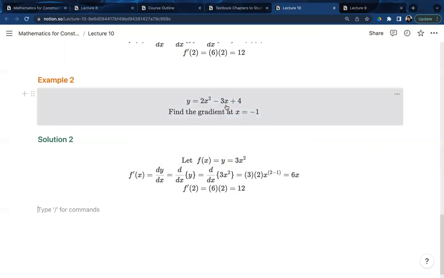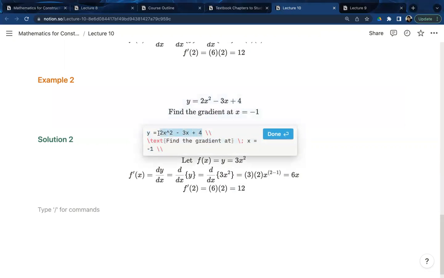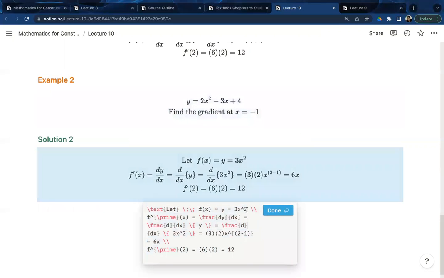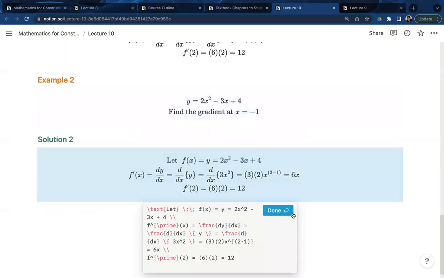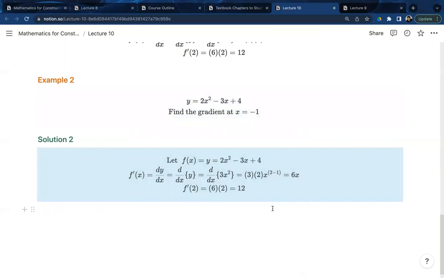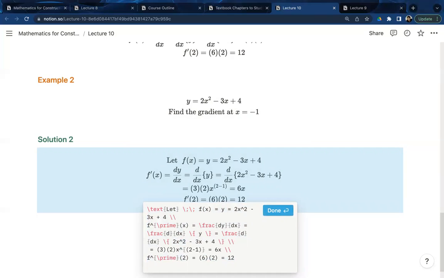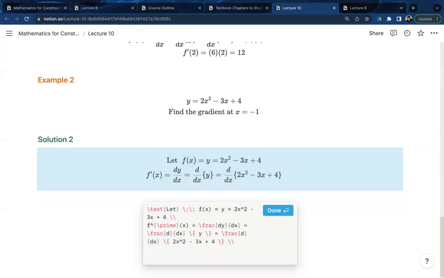So we say let f of x be this thing here. Same strategy, right? f of x be that. And f prime x, we differentiate y with respect to x. So you have to differentiate the entire expression, right? So what would that be now? What would that be?